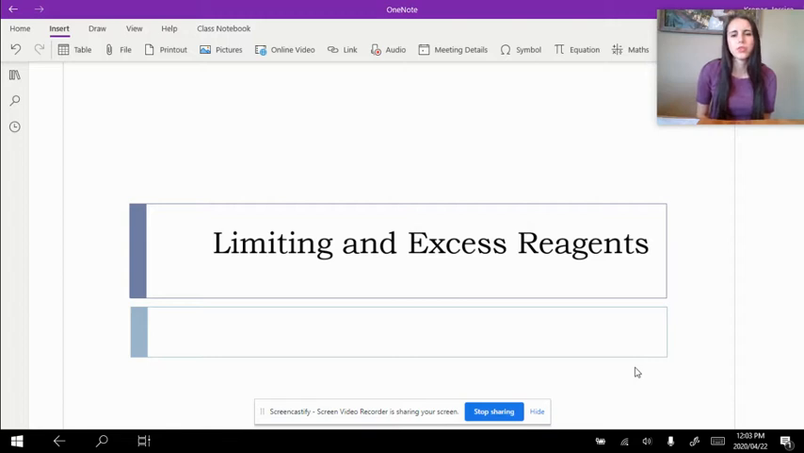Hey guys, welcome to week two, welcome to lesson two of this week. Today we are going to be looking at limiting and excess reagents.